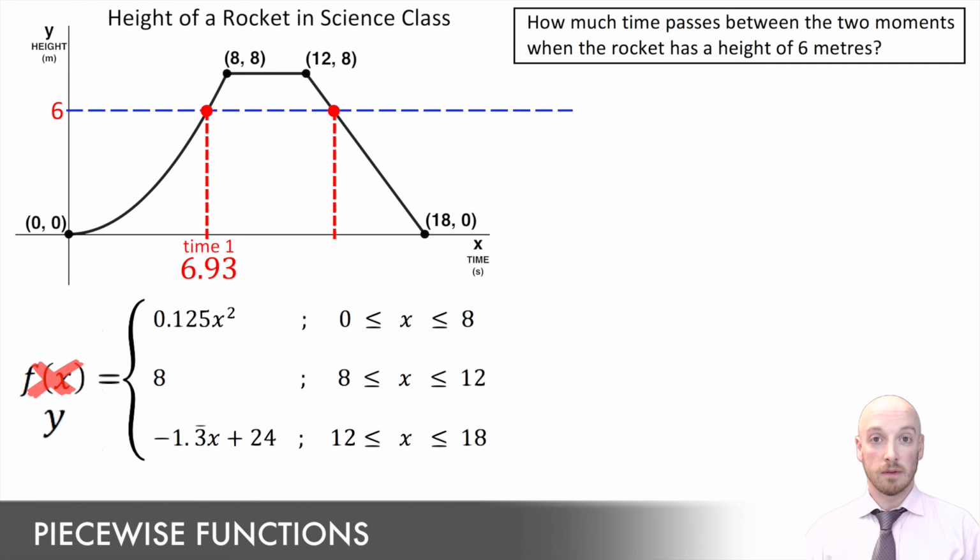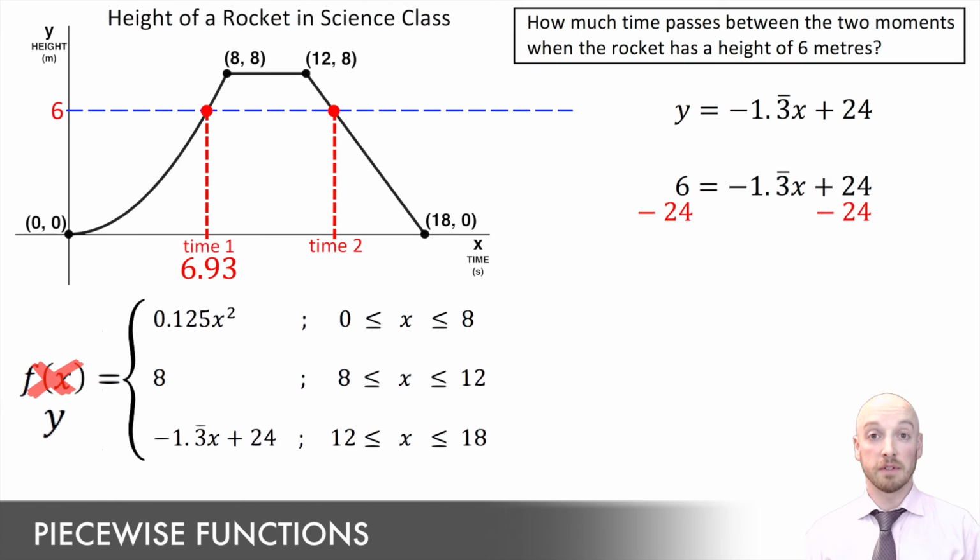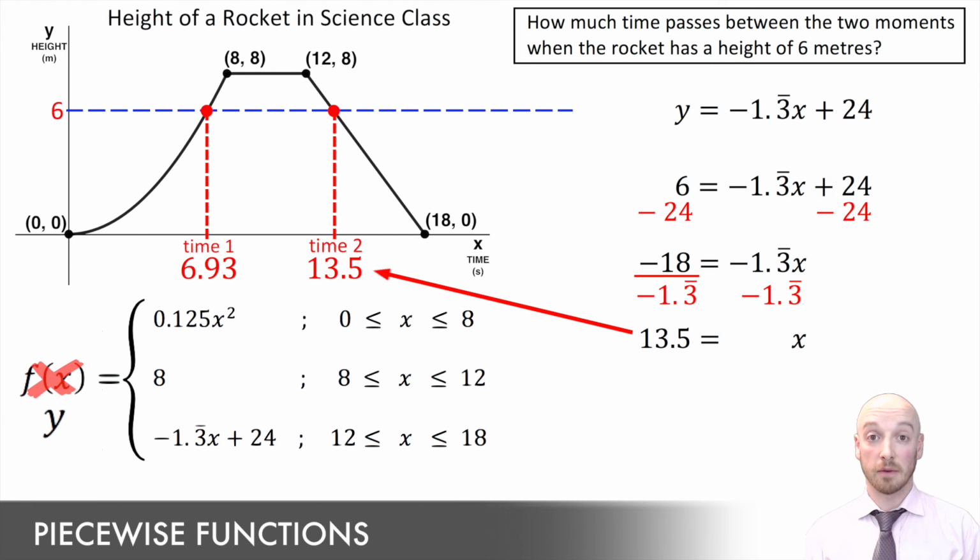So what this means is the first time this rocket reaches a height of 6 meters is after exactly 6.93 seconds from launch. And now let's figure out where it passes 6 meters on its way back down to the ground. That's going to go into the linear function, the part that shows the rocket descending back down to ground level. So we're going to end up with 6 equals negative 1.3 repeating x plus 24. And to figure out x, that's the time that this one happens, I'm just going to subtract 24 from both sides and then divide by negative 1.3 repeating. And when I do the math here, you can see that my x this time comes out to 13.5 seconds. This is how much time after launch that the rocket passes 6 meters for the second time, this time on its way back down to the ground.